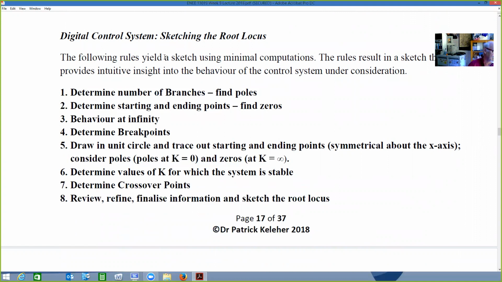So again, follow exactly the due process that I've outlined, and you won't have a problem. Well, to minimize your problems. Determine the number of branches, in other words, find the poles. Determine the starting and ending points, so you find your zeros. Behavior at infinity, determine the breakpoints.